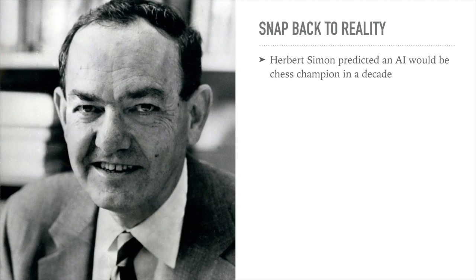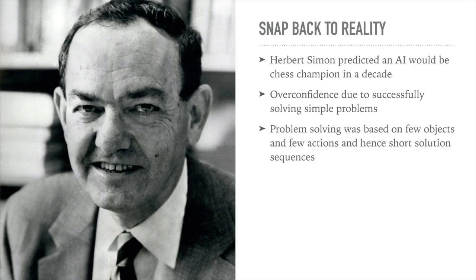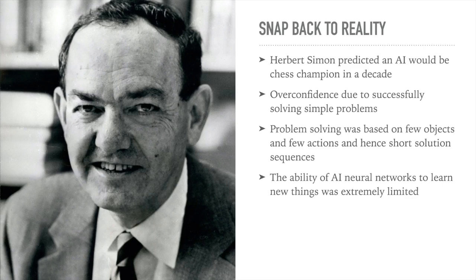Now, this overconfidence was because whatever software was being created or whatever machines were being trained to do, they were able to do those things because these were very simple problems related to a certain field. And this could actually not generalize what an AI should be able to do. And the ability of the AI neural networks to actually learn new things was extremely limited. Can I give you an example of this? Yes, I can give you multiple examples of this.